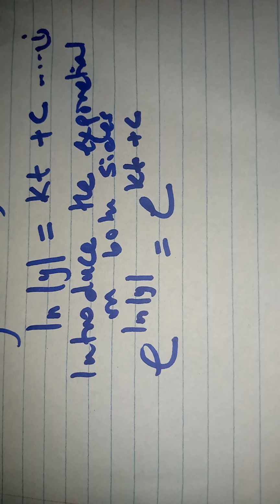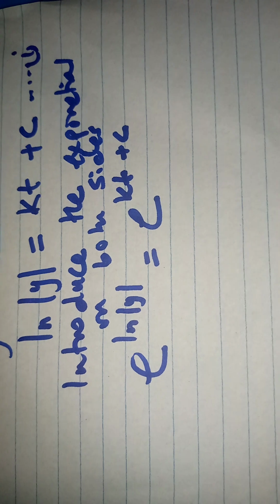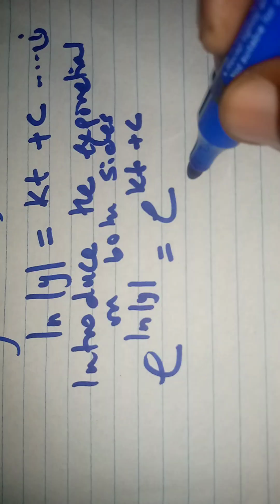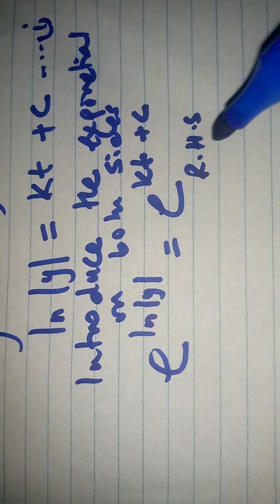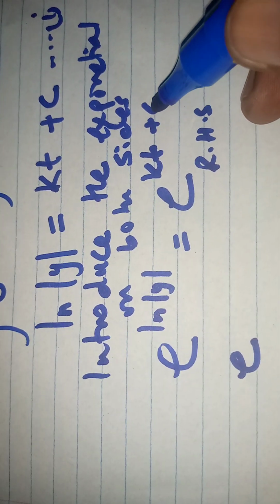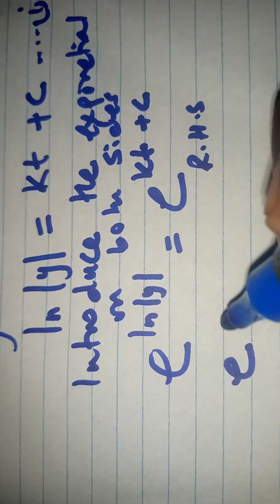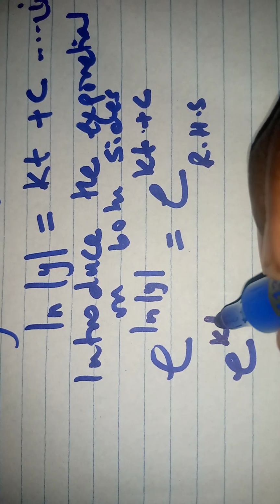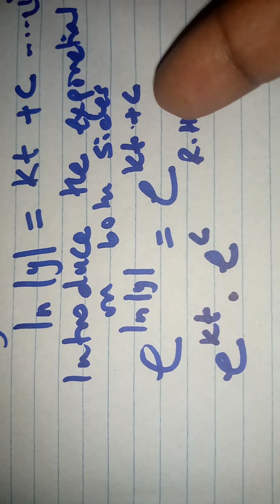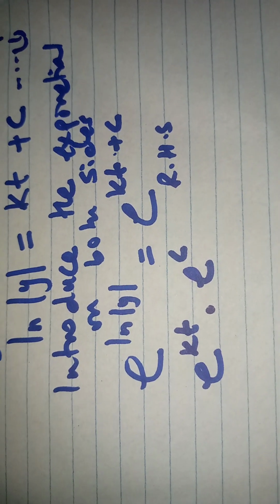At this stage, I've introduced the exponential, and on this right hand side, I have exponential of kt plus c. So this is a form of the powers being added. So this can be written as exponential kt multiplied by exponential c, the rule of indices. If you're adding the powers, then the bases are multiplied.